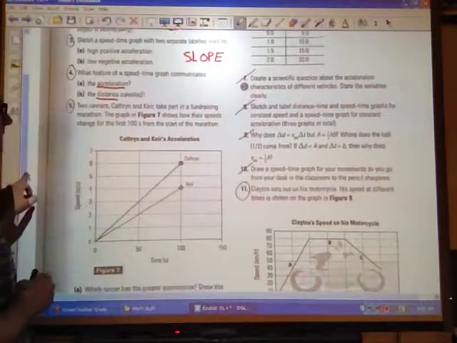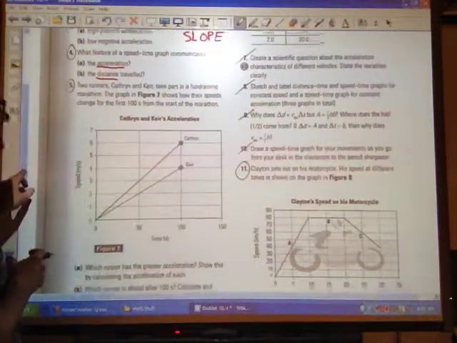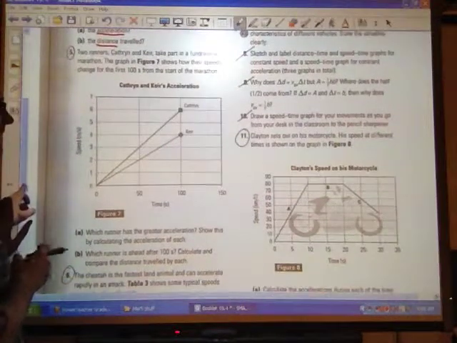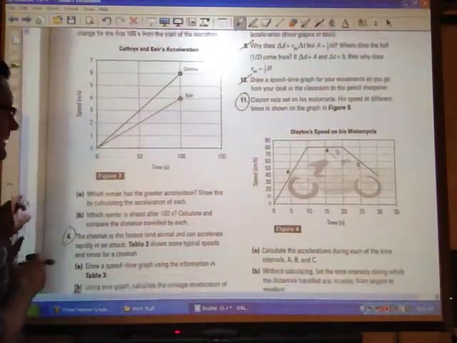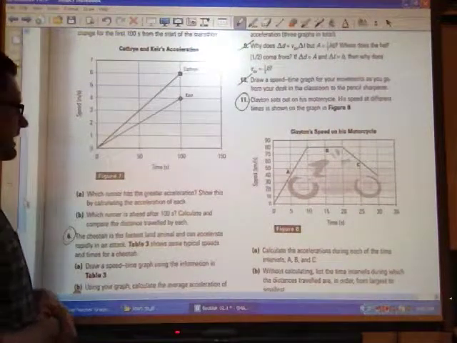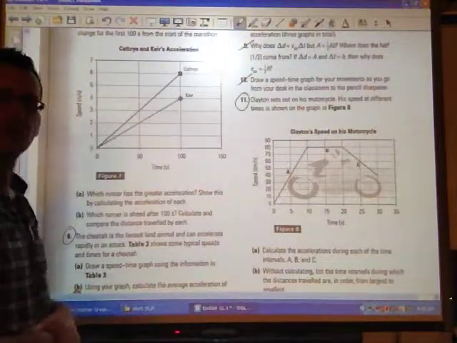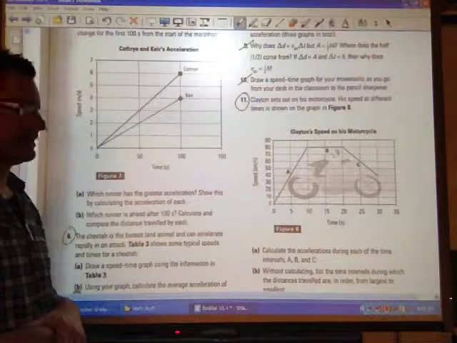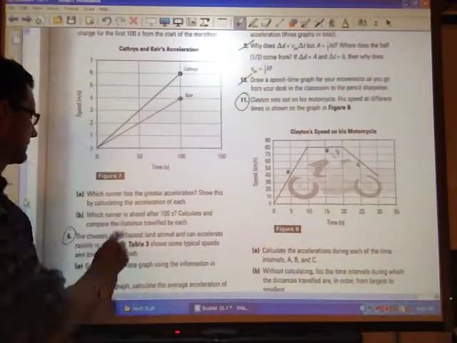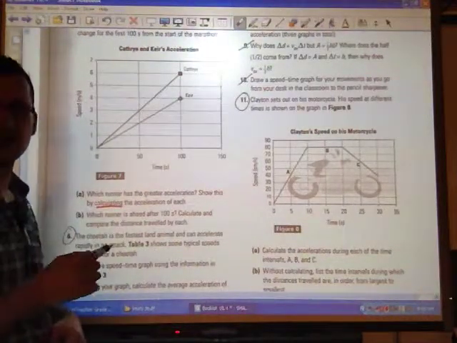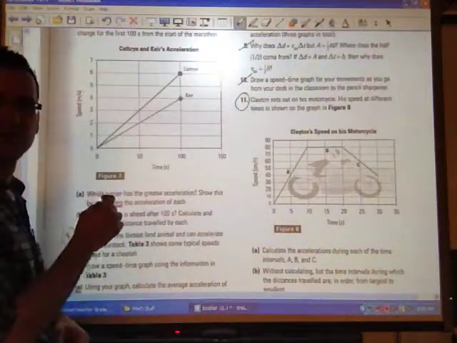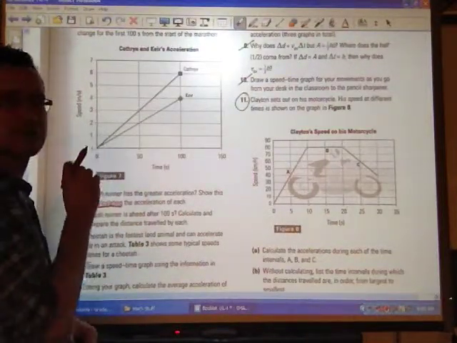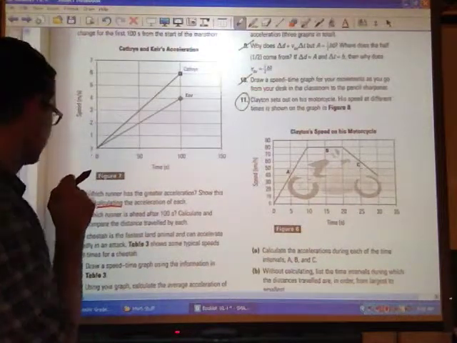Number 5 is a question involving 2 marathon runners. Their speed time graph is illustrated here. And then which runner has the greater acceleration? By looking at that graph, you should be able to tell me. And then it says also calculate it. So calculate the acceleration of each of them to prove that the one that you think is going faster is going faster.